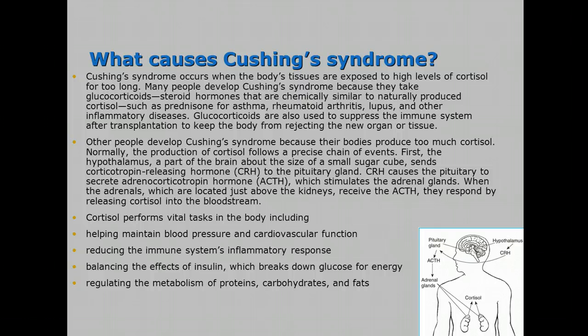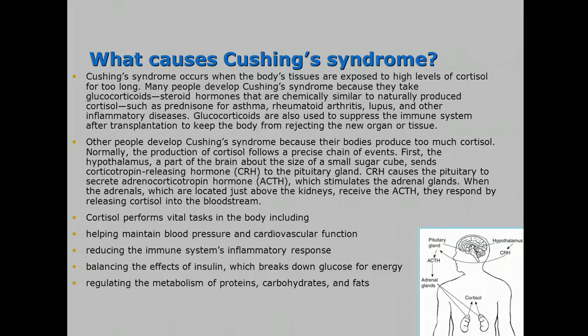So what causes this Cushing syndrome? Cushing syndrome occurs when the body's tissues are exposed to high levels of cortisol for a long period of time. Many people develop Cushing syndrome because they take glucocorticoids, or steroid hormones that are chemically similar to the naturally produced cortisol. Some examples might be prednisone for asthma, rheumatoid arthritis, lupus, or other inflammatory diseases. Glucocorticoids are also used to suppress the immune system after transplantation to keep the body from rejecting new organs or tissue.